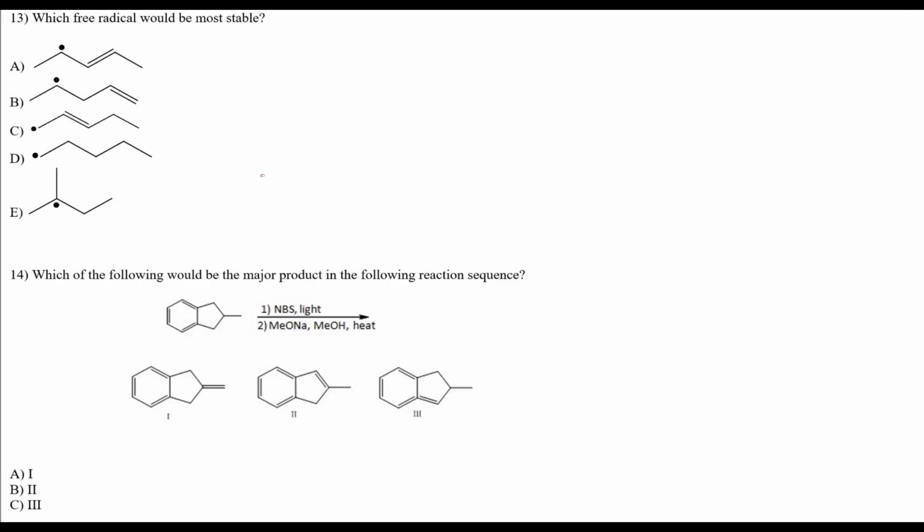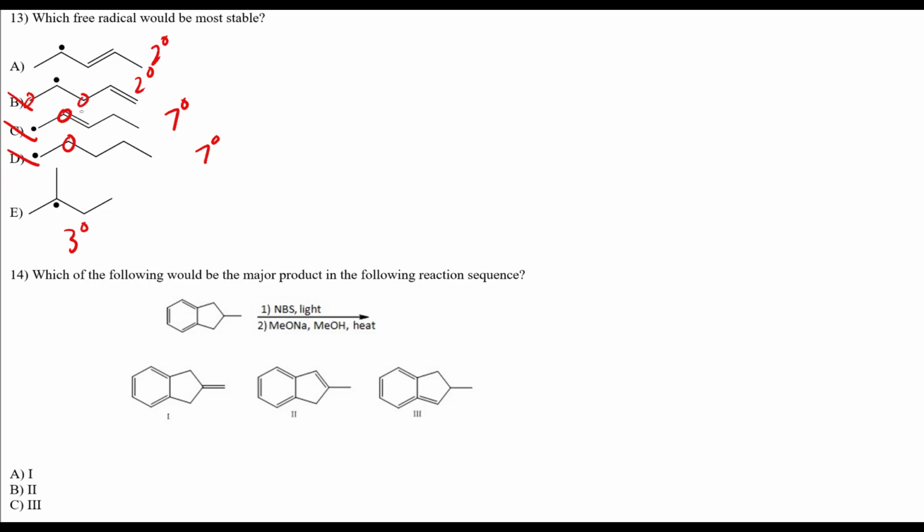Which free radical is the most stable? Well, automatically you're thinking, hey, E looks pretty good. E looks really good. That's a tertiary. We'll get back to that one. This is a primary. This is also primary because it's connected to one carbon. This is a secondary. And this is also secondary. So the primary ones should be out. The secondary one should be out as well.